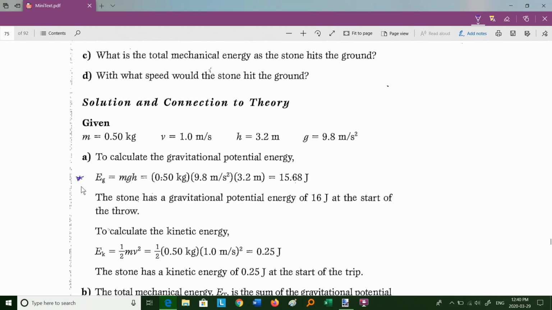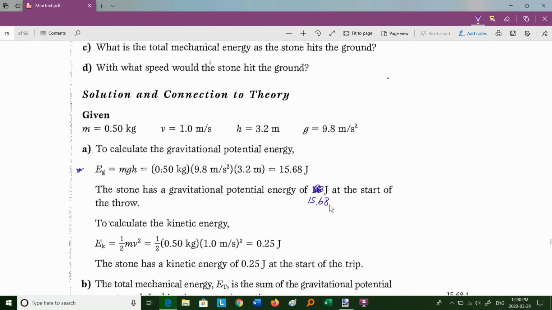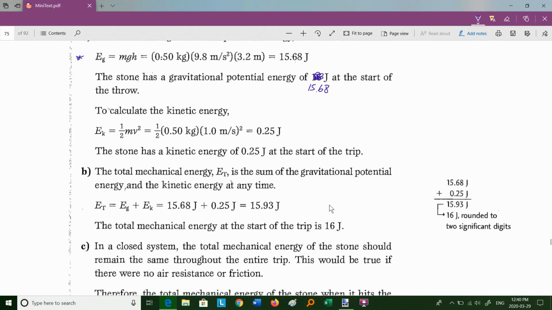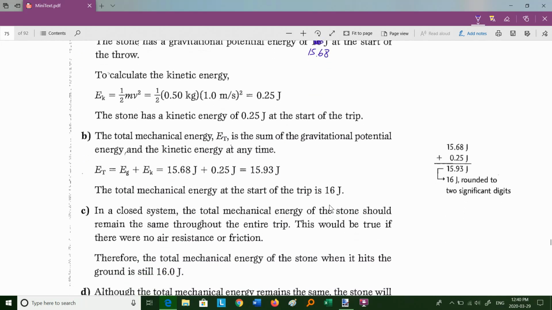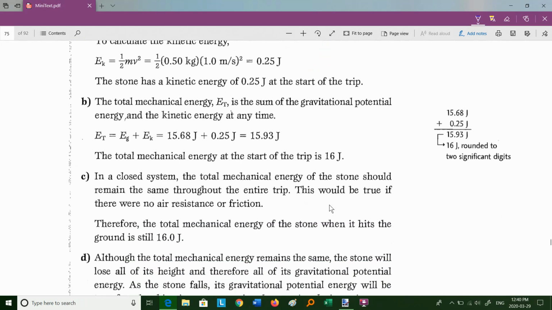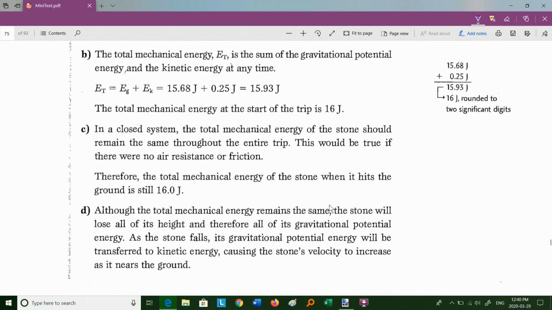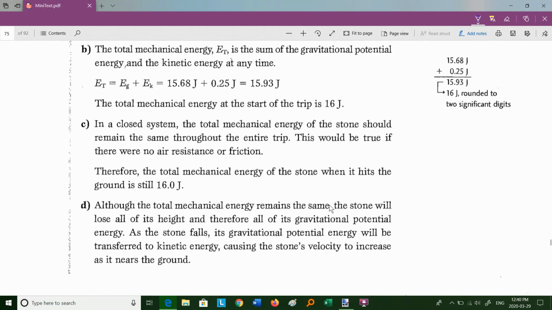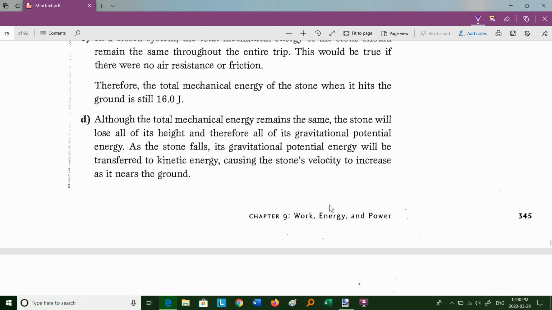If I add those two values together, why did they round off here? Let's change that and put 15.68. So the total mechanical energy at the top is 15.68 plus 0.25, so 15.93 joules. And it's a closed system, so the total mechanical energy of the stone should remain the same throughout the trip. If there's air resistance and friction, then it's different, but that's for next course when you talk about air resistance. So mechanical energy remains the same throughout.